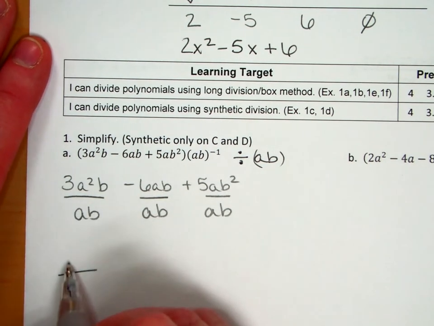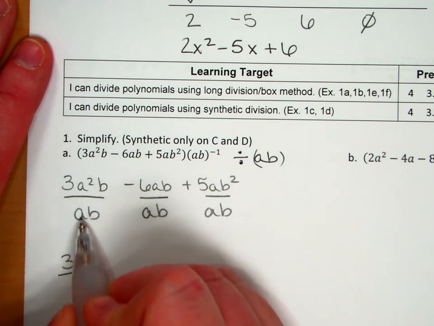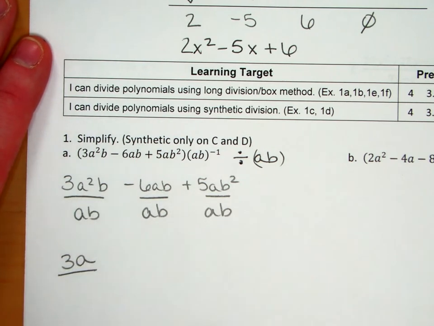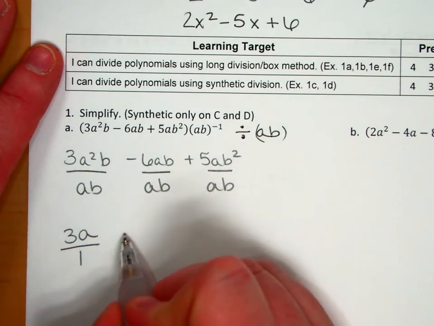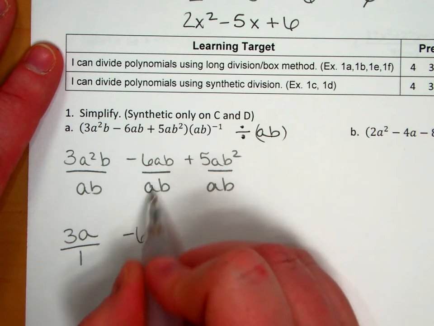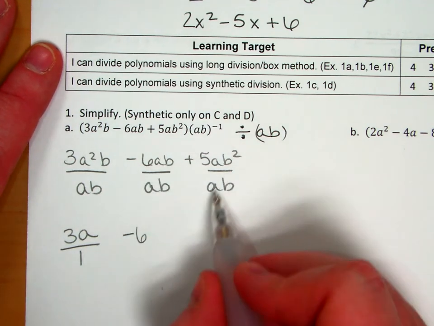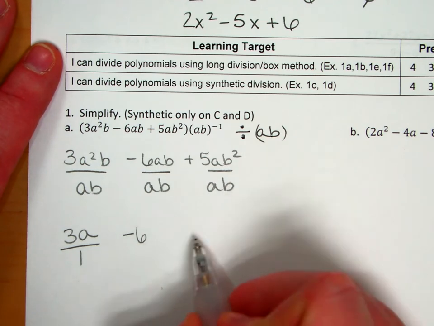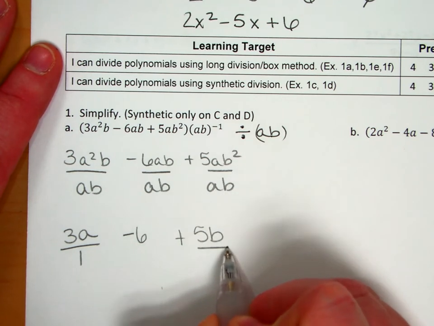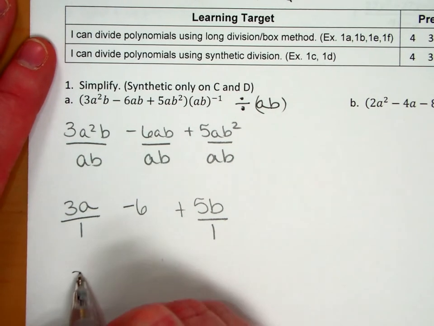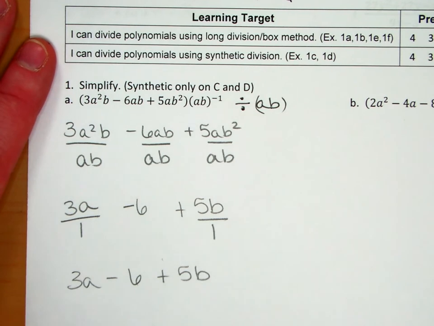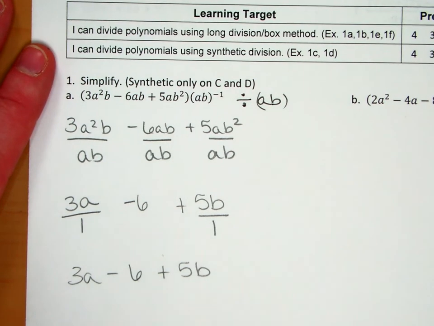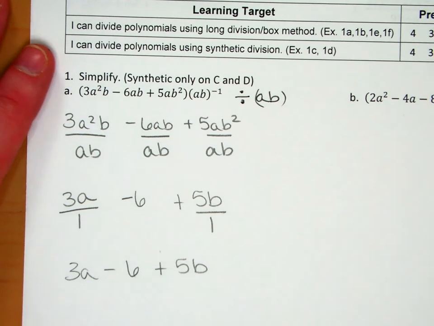So 3 stays on top. There are more a's on top. There's nothing on the bottom, so it's 3a over 1 technically. Minus 6. Everything cancels out, so I'm just going to leave it as minus 6. And here, I'm going to have my a's cancel out. I have a b and a b squared, so I'm going to have plus 5b over 1. And then if I rewrite this, 3a minus 6 plus 5b. That's it. You're done. And you don't have to rewrite in a different order. Just leave your order as is.